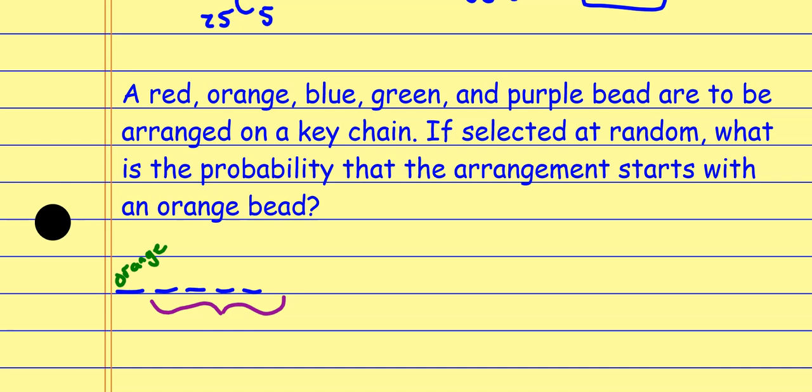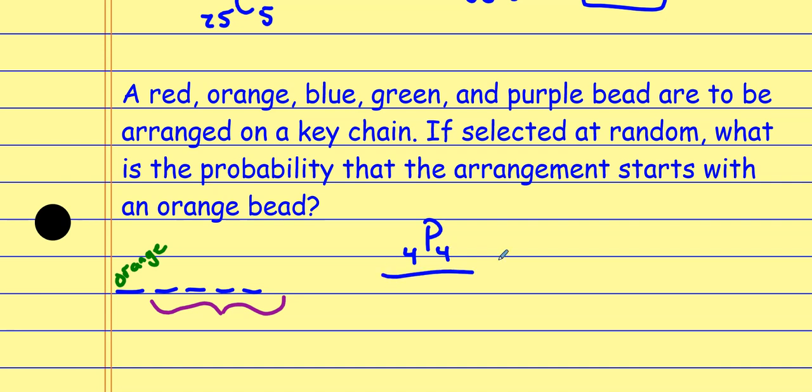And again, arrangement, that's a permutation. So the ways I can get what I want would be 4 choose 4. There's only 4 beads left, and I want to pick all 4 of them to put in a specific order. That's how many ways I can get what I want.